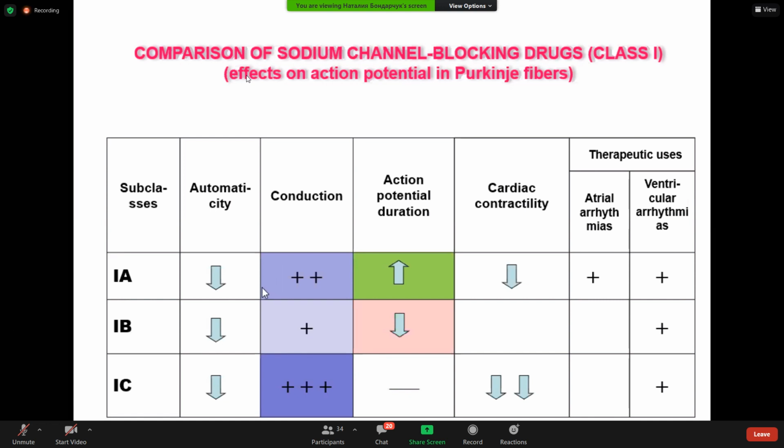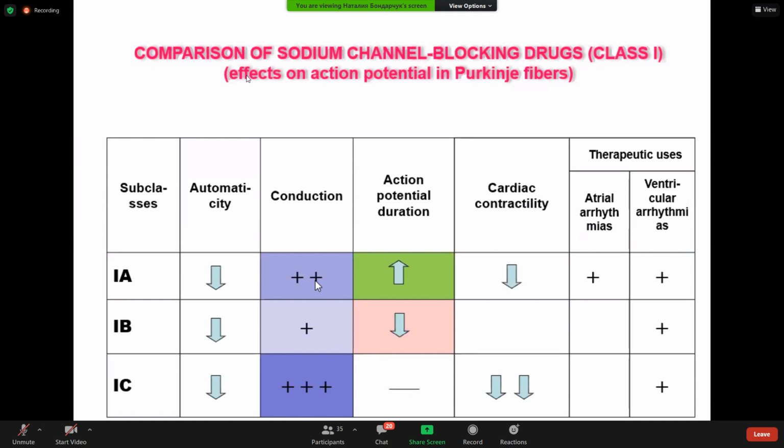We will speak about the action potential of Purkinje fibers, for example, or the AV node. Automaticity is characterized by the duration of the fourth phase of the action potential. All of them inhibit sodium channels. That's why they decrease automaticity in the AV node and Purkinje fibers. Conduction: the zero phase of the action potential is responsible for conduction.